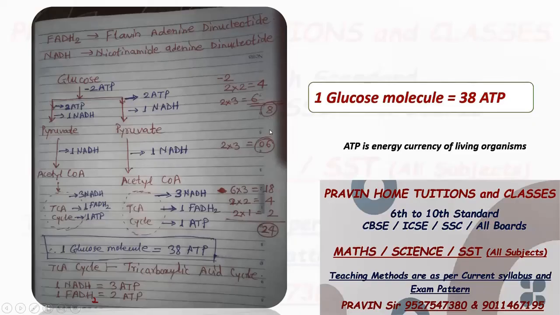Now count all ATPs. So 8 plus 6, 14, 14 plus 24, 38. So we can say one glucose molecule is equal to 38 ATP. ATP means adenosine triphosphate. So one glucose molecule, when it decomposes, generates 38 ATP of energy. Thank you.